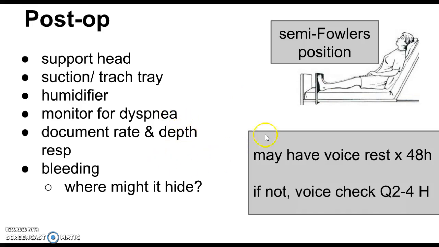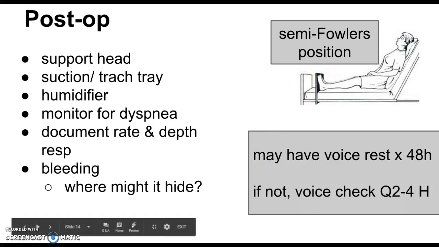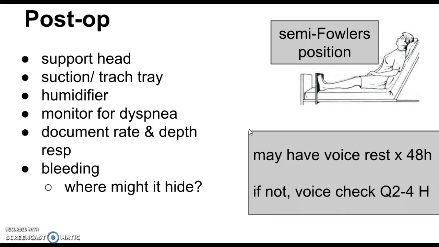Bleeding, where might it hide? It can run back here behind the neck and run down the back, so make sure you're not just looking right here at the front and saying, oh, they're not bleeding, and then in the meantime they have like 2 gallons of blood pooling behind here. Also, it's close to the larynx, and so we can run into trouble of accidentally nicking the vocal cords, and in that case they wouldn't be able to talk. So voice checks every 2 to 4 hours, if not contraindicated, is a way that we check and see if the larynx was damaged during surgery.